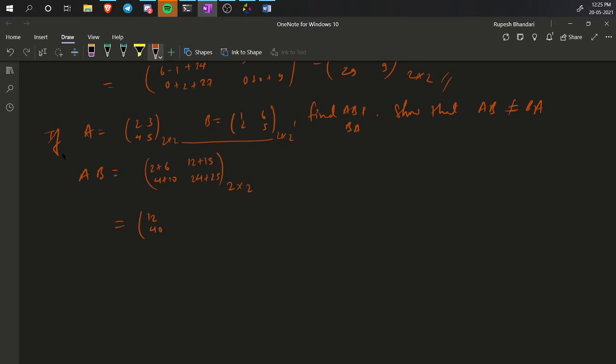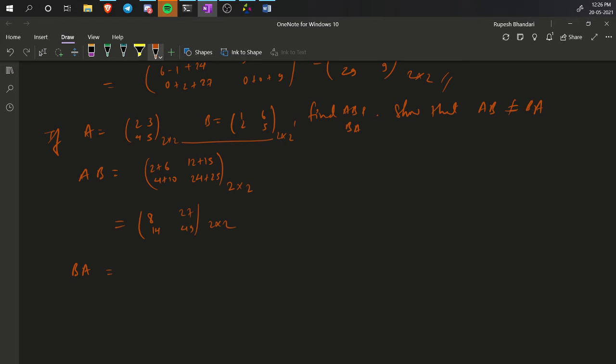So 2 plus 6 is 8, 12 plus 15 is 27, 4 plus 10 is 14, and 24 plus 25 is 49. Okay, that will be our answer for AB. So let's solve for BA as well.